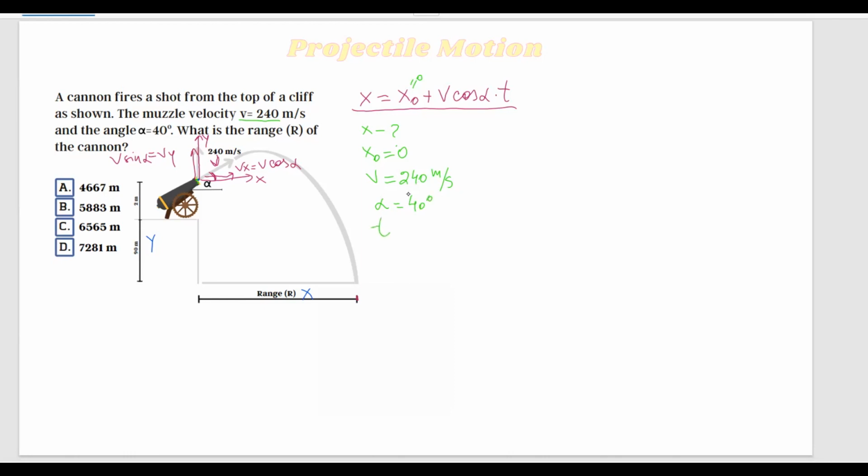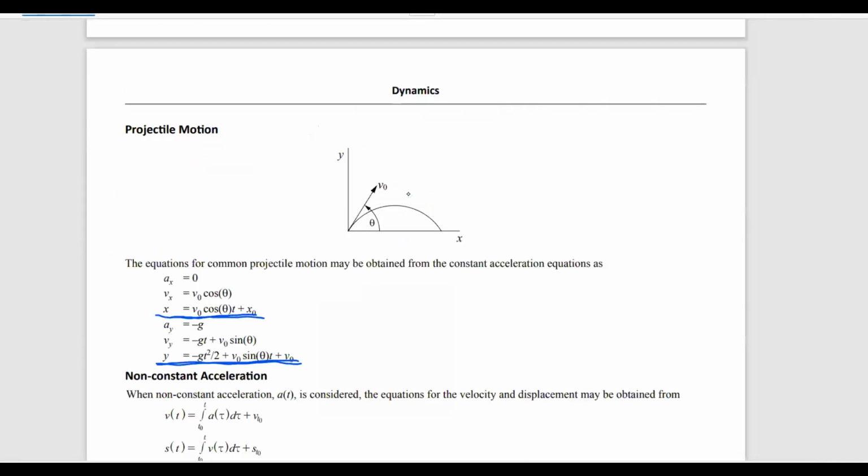And T, I don't think we are given T. So we don't have T. We have to also calculate T. So we cannot calculate this X because we are missing the time, how much time it takes for this to reach the ground. Okay, now let's go back to our second equation, which defines the y distance.